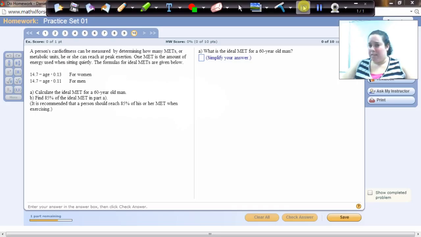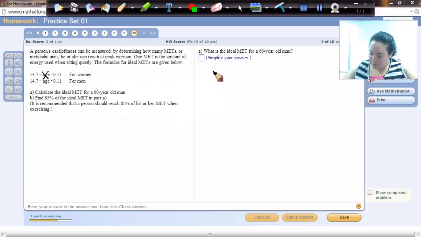Okay, these formulas might look a little bit weird because they have a word in the middle of them. But just think of the word age as if it's the variable, like x. So don't let that age confuse you. It can just be replaced with an x. So it's just like a variable. So A, calculate the ideal MET for a 60-year-old man. So we're going to use the formula for men.